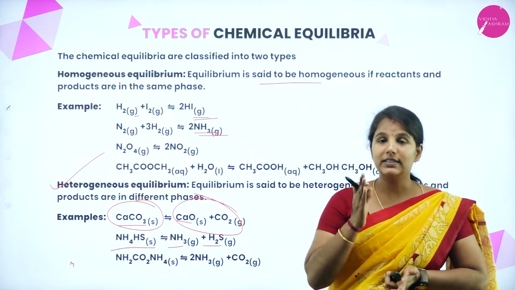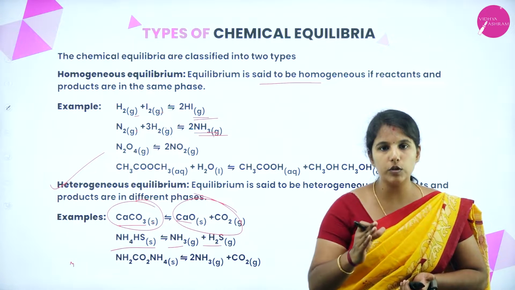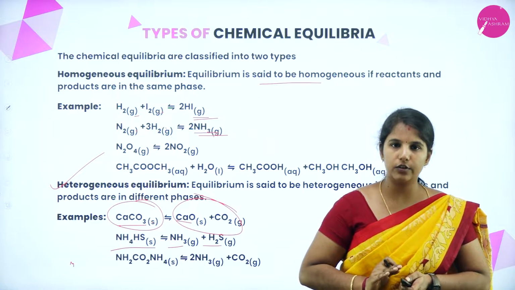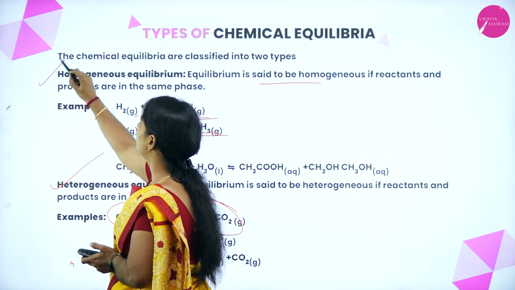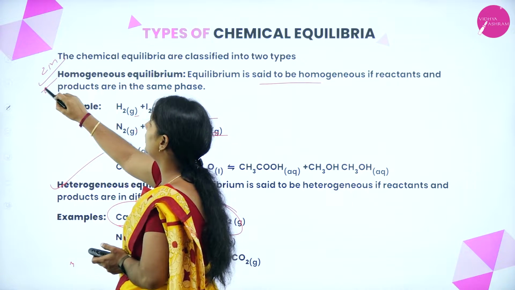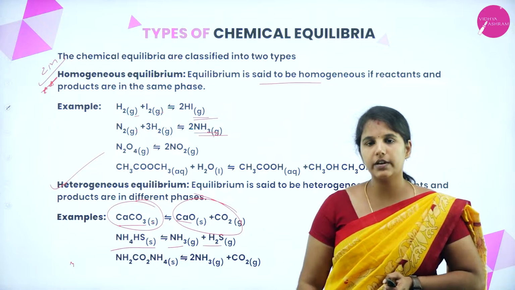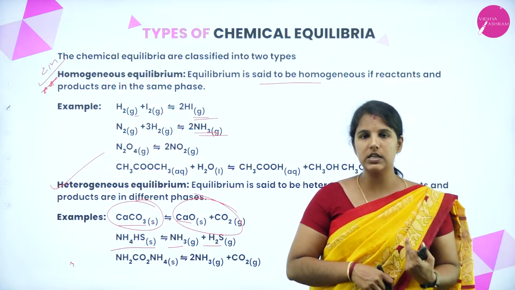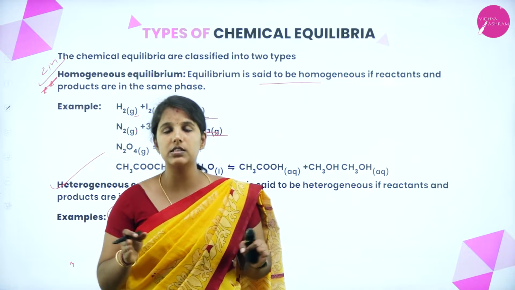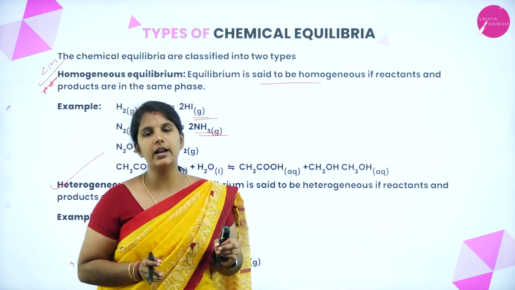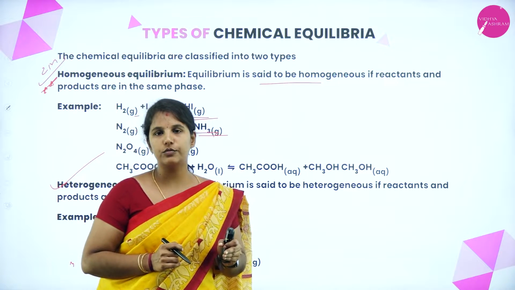Like this, the types of chemical equilibrium can be understood as homogeneous or heterogeneous. The differences between these two can also be asked for 2 marks, and it is very, very important from the examination point of view. They can ask you to write what is a homogeneous equilibrium with an example, or what is heterogeneous equilibrium with an example, or sometimes they can ask you to distinguish between homogeneous and heterogeneous equilibrium with one proper example. You must know these definitions.